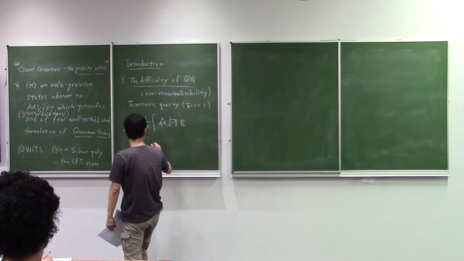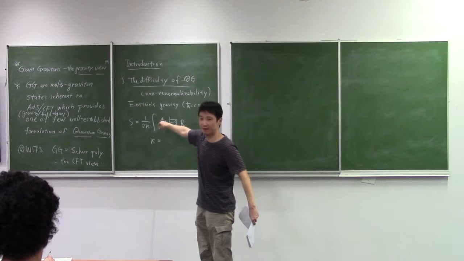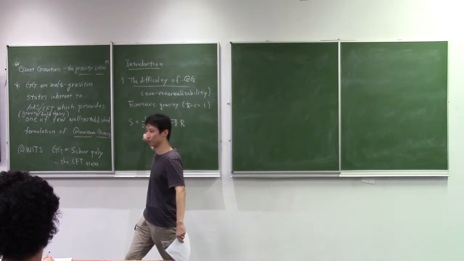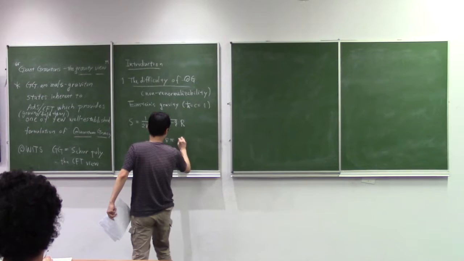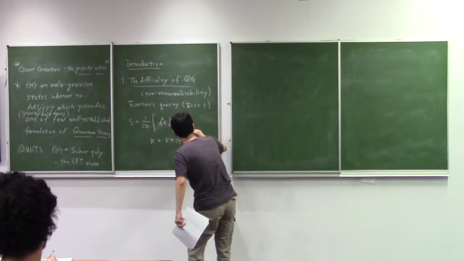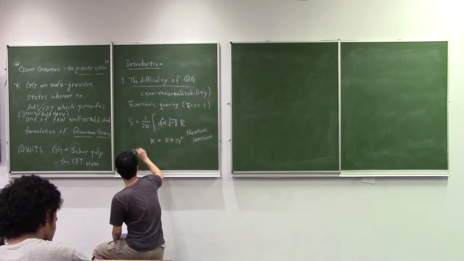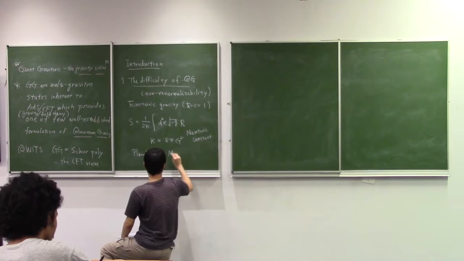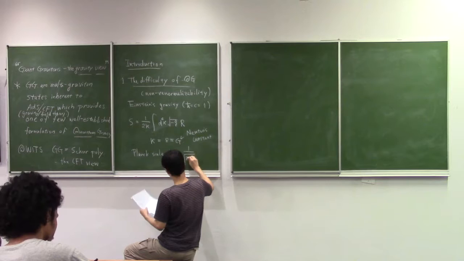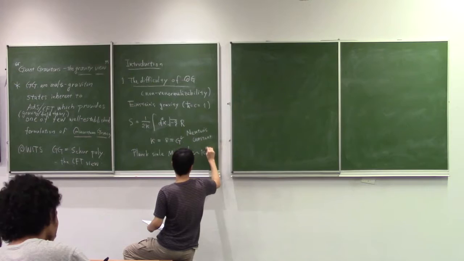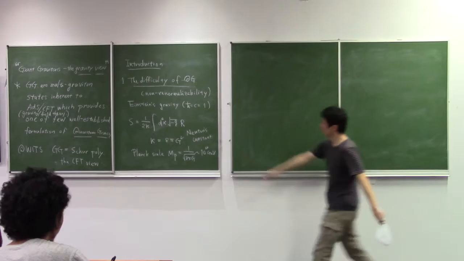Now, what is kappa? Newton's constant. So this is Newton's constant, and it's related to the Planck mass, which is roughly 10 to the 18th GeV. This is the only scale the Einstein gravity has.